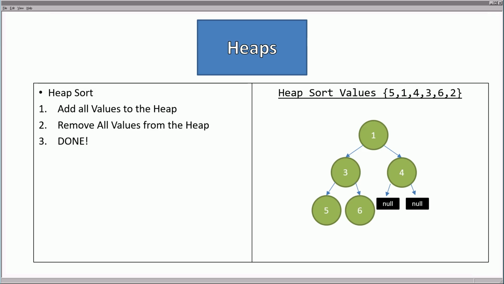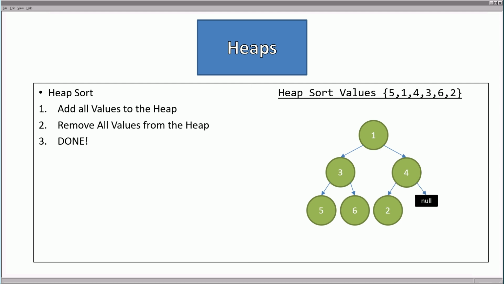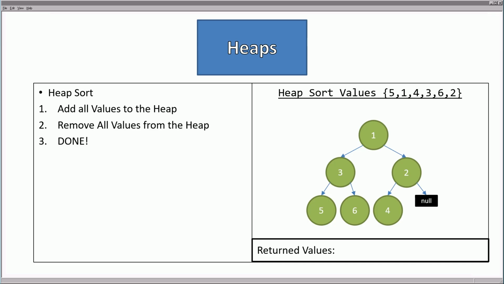Then we add the value 6. Well, 3 is less than 6, so it stays right there. Then we add the value 2, which is added right there. 2 is less than 4, so we swap. Now that we've added all the values, let's remove all the values. Now the first value that we remove is 1. Notice 4 replaced 1, then we need to bubble down. The smaller of the two children was 2, so we swap those values.